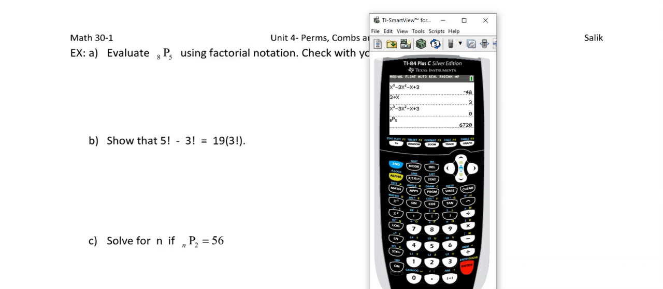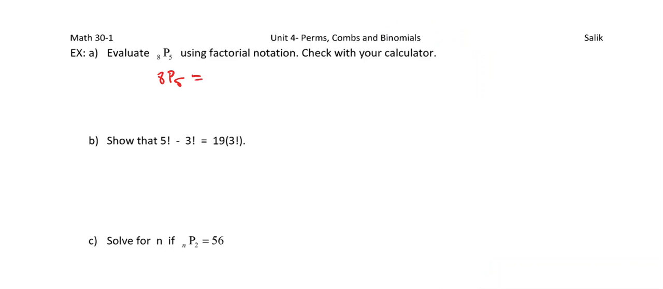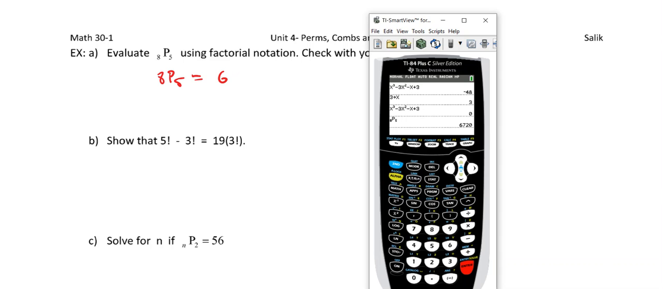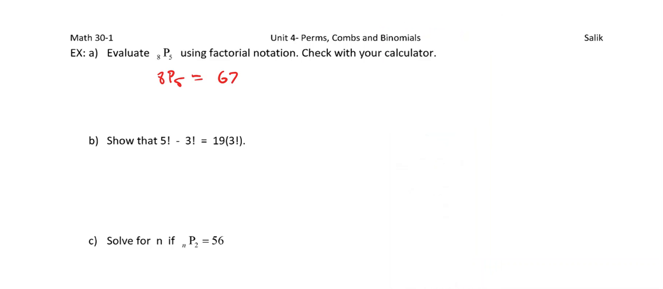Okay, so that would be 6,720, right? So we'd say 8P5 is 6,720. And just remember what this is saying. If you had 5 spots, this would be like going 8 times 7 times 6 times 5 times 4. That would also be equal to 6,720. Right? They're doing the same thing. Okay?